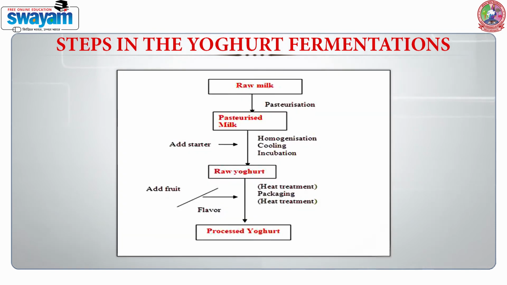Starter cultures are also utilized for the yogurt fermentation. The process involves pasteurization of the raw milk and then starter is added. The milk is homogenized, cooled and incubated. It results in raw yogurt. The raw yogurt can be utilized directly to form processed yogurt, or we can add fruits or flavors to fortify the raw yogurt to form different type of products.